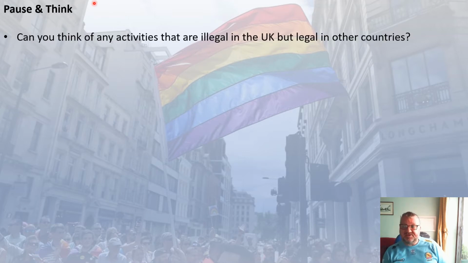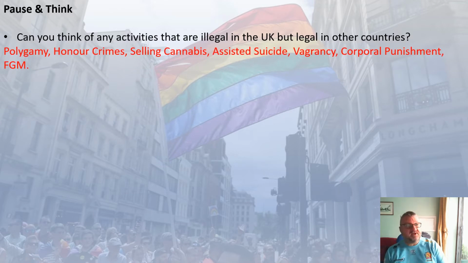Can you think of any activities that are illegal in this country but legal in other countries? So have a think if you can think of any examples of illegal activities in this country that aren't legal in other countries. Here are some of the ideas that I came up with. It's not an inexhaustible list. Polygamy, having more than one husband or wife, is illegal in this country. Honour crimes are illegal in this country. Selling cannabis is illegal in this country. Assisted suicide, vagrancy, corporal punishment, which is beating someone with a cane, and female genital mutilation are all illegal in this country, but in some countries are actually legal.